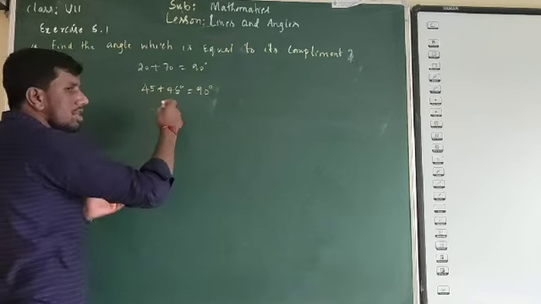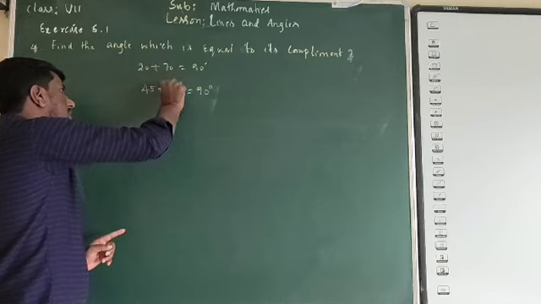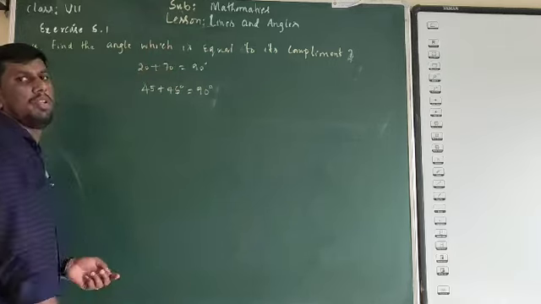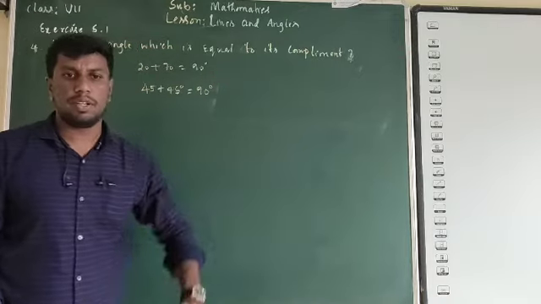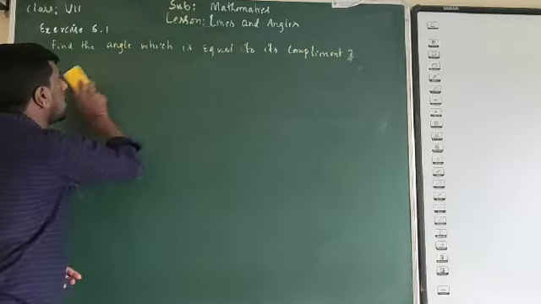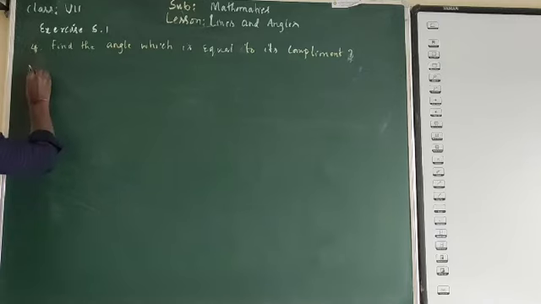Therefore these two angles are complementary angles. So 45 degrees is a complement of 45 degrees. Therefore 45 degrees is a complement of itself. So 45 degrees is the angle which is equal to its complement. You can write the answer directly: 45 degrees.